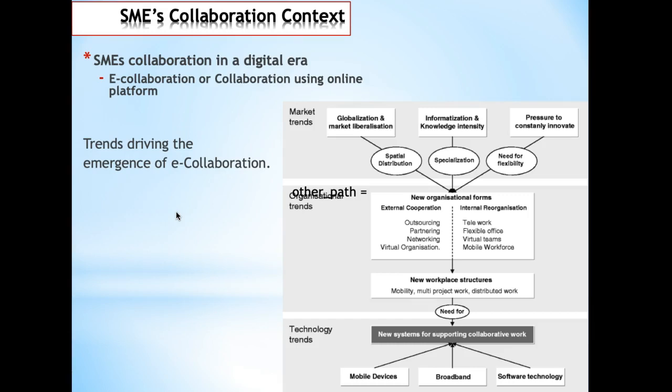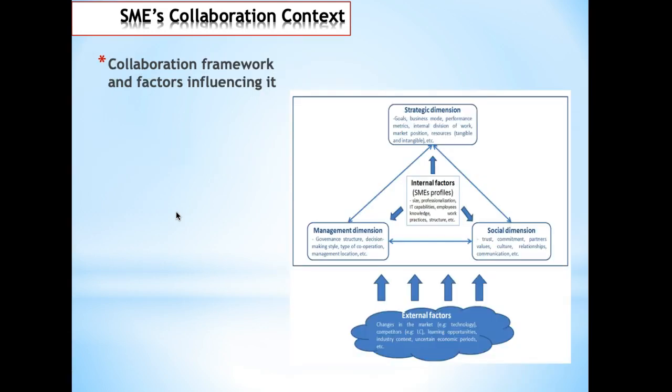Now, apart from that, these are the market trends. You also have the organizational trends and the technology trends. These trends combined move the market, the organization, and the technology towards e-collaboration. Additionally, there are some factors that also influence collaboration, and we analyze this in the context of a collaboration framework. This picture also explains it well.